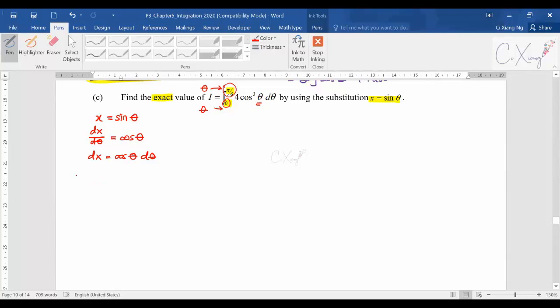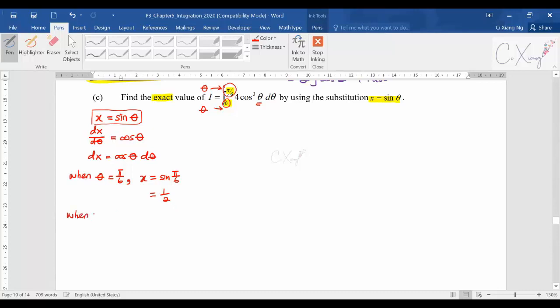So when your theta is equal to pi over 6, what is your x? You substitute it into the substitution here. x equals sine theta, right? So that means x equals sine pi over 6. Pi over 6 is 30 degrees, that means you have x equals half.